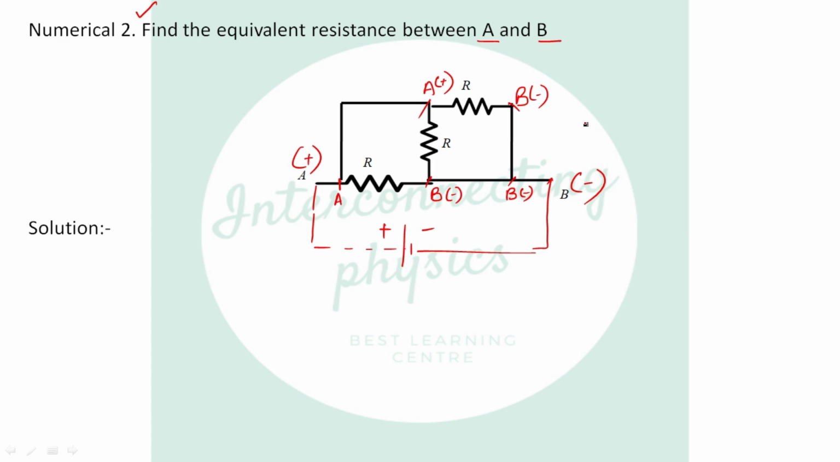Okay. So let us draw the equivalent diagram between A and B. Now from A to B, this R. Let us draw R. Now from B to A, this R. From B to A or A to B, one and the same thing. Now A to B, this R.